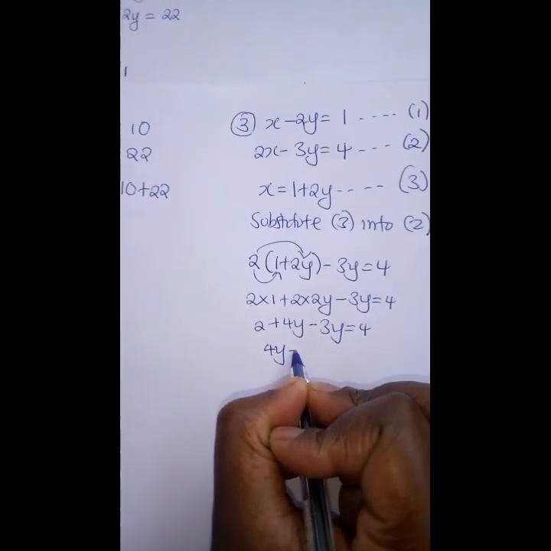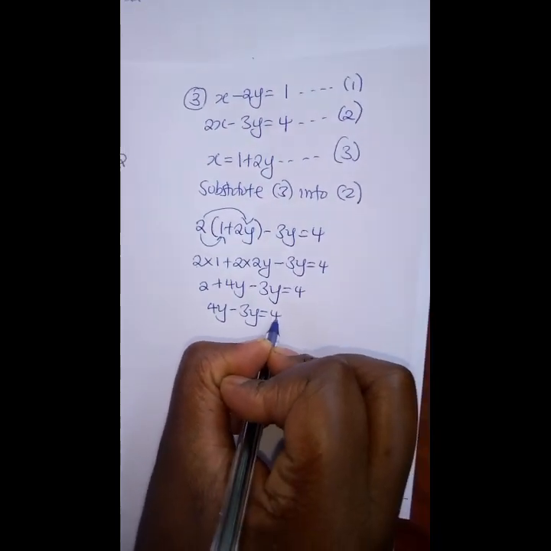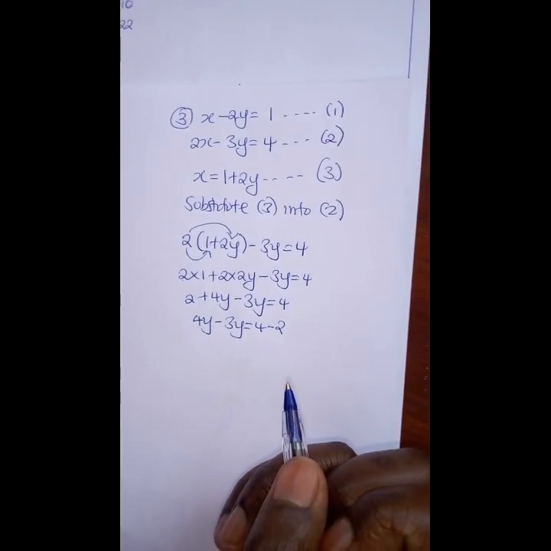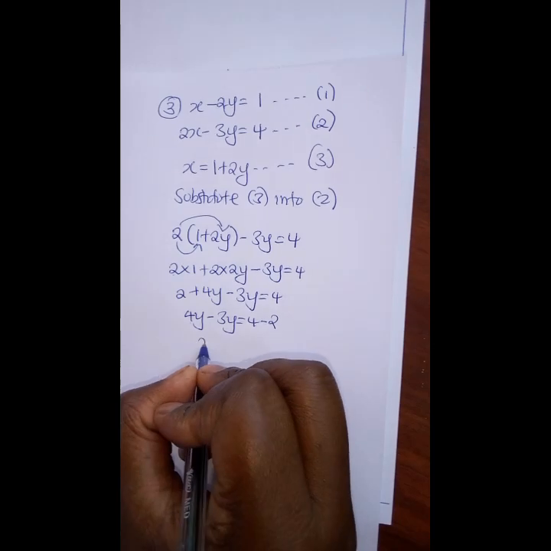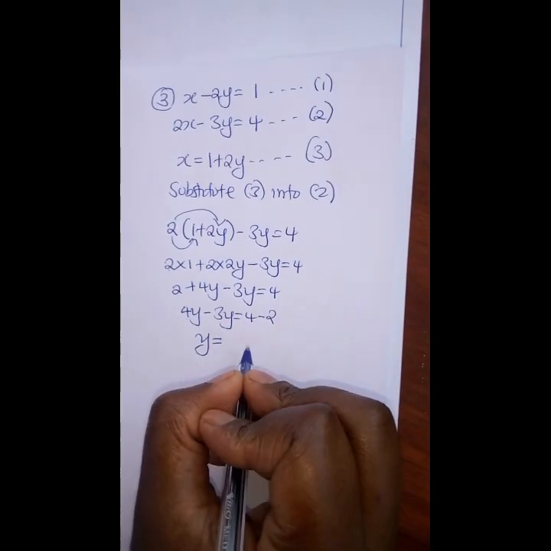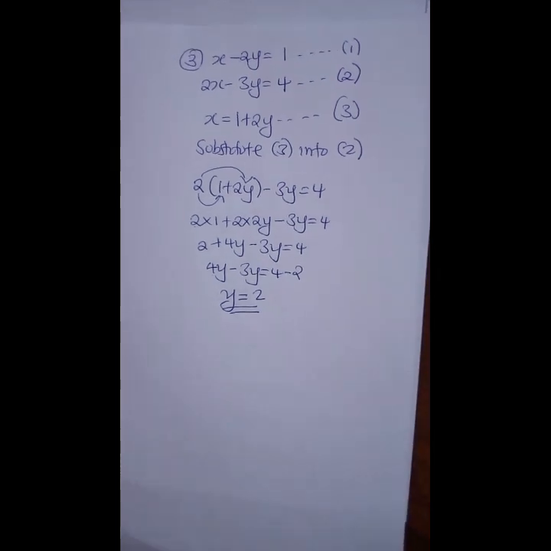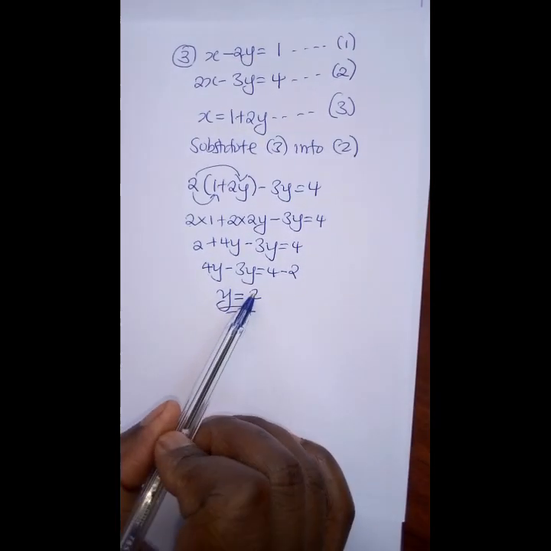So we have 4y minus 3y is equal to 4 minus 2. 4 minus 3 will give you 1. You can't write 1y; you don't write 1 as a coefficient. You say y is equal to 4 minus 2, that's 2. So you found the first value of a variable, which is y is equal to 2.